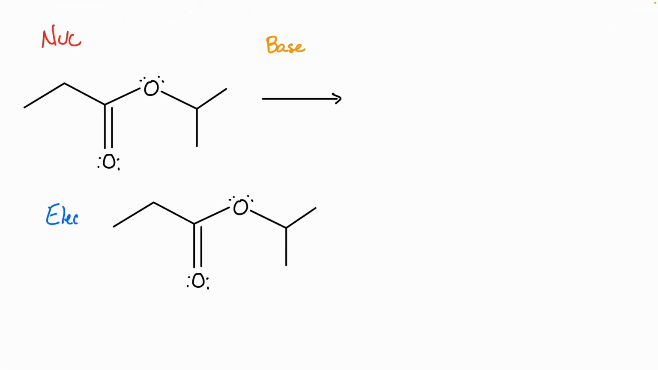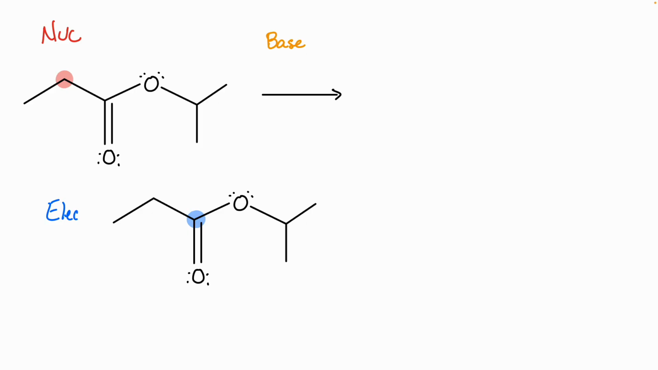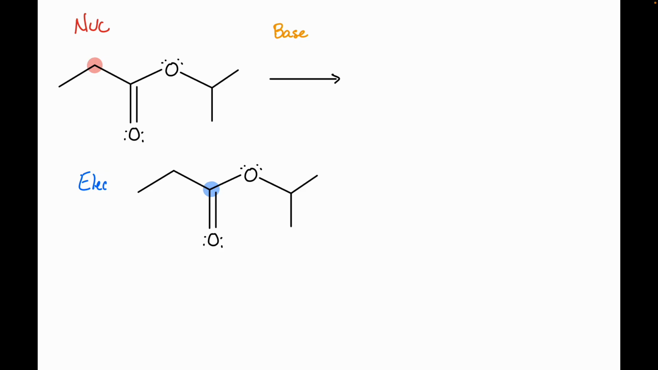Where's our nucleophilic site in these reactions? The alpha carbon. And where's our electrophilic site? The carbonyl carbon. So there's where my new bond is going to be between my nucleophile and my electrophile. And maybe it's even helpful to list steps here.